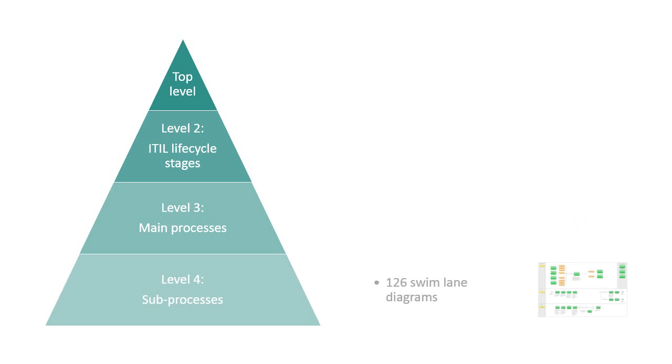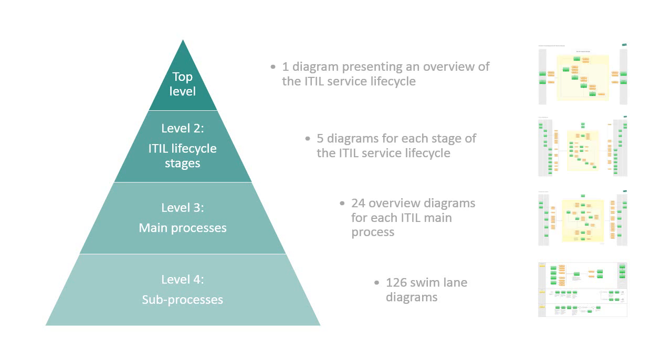From there, from the main process level, we can go down once more to the level of the sub-processes. Down there, we finally get to see swimlane diagrams with single activities. So down there at the sub-process level, we explain in quite a bit of detail what needs to be done by whom and in what sequence. All in all, there are some 150 diagrams contained in our process model.